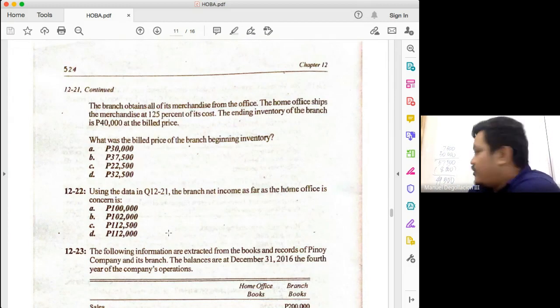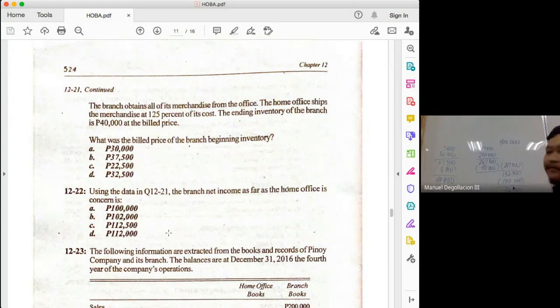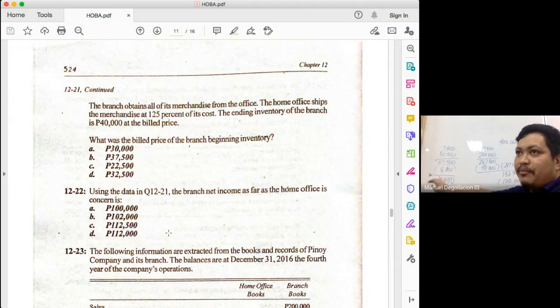Again, is that among the choices? How much is the profit reported by the branch? 52,500. And then how much is the markup on the branch cost of goods sold? 49,500. Please add 52,500 and 49,500. That will give you 102,000. Okay, and that is our answer.